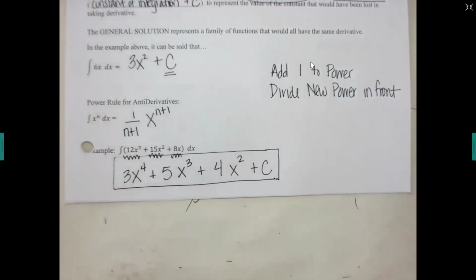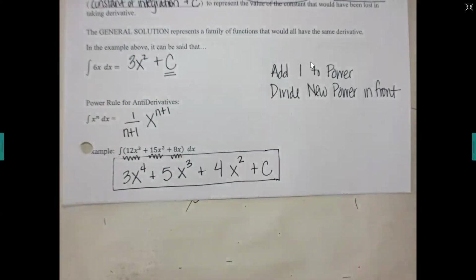Remember, that c is standing in for whatever constant would have been there before you took the derivative. Now, if you ever want to check your work, take the derivative, see if it matches what you started with. Okay, so if I take the derivative, that'd be 12x cubed, check, 15x squared, 8x, and then whatever the constant is, it would have gone to 0, which is why it's not represented in the original. Good? Turn the page.